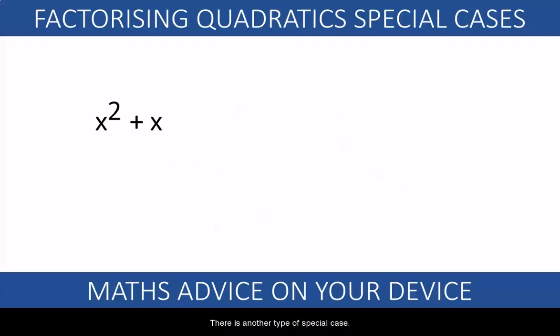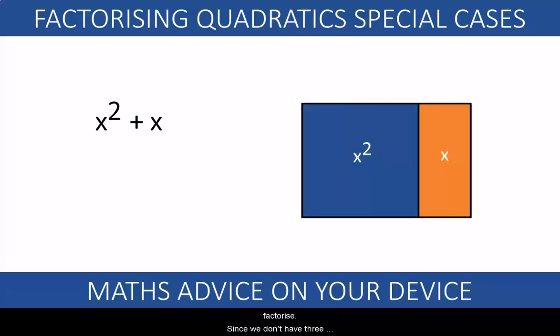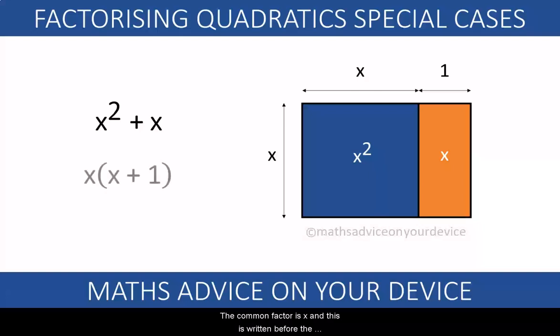There is another type of special case. It is the quadratic without constant at the end. For example, x squared plus x. This type of quadratic is actually the easiest to factorize. Since we don't have three terms, we only need one bracket. The common factor is x, and this is written before the bracket.